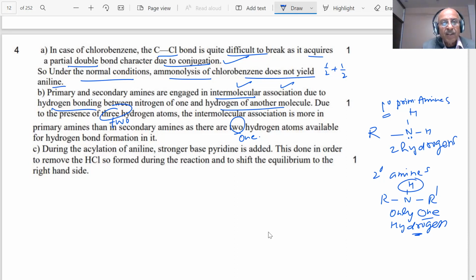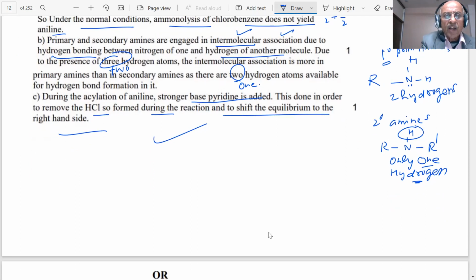During acylation of aniline, the stronger base pyridine is added. This is done in order to remove HCl during the reaction and shift the equilibrium to the right side. We already answered that question. So this is the answer of the first.